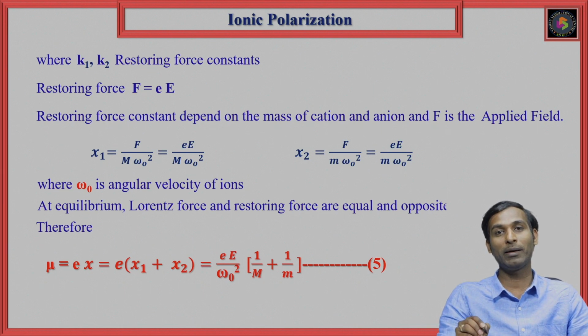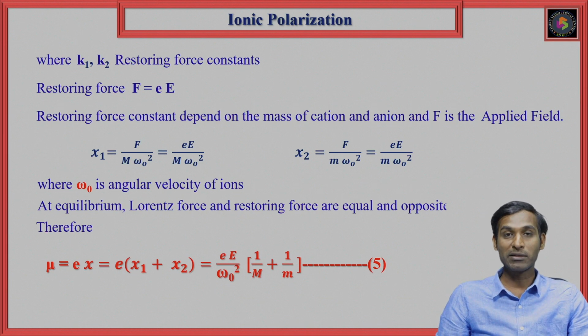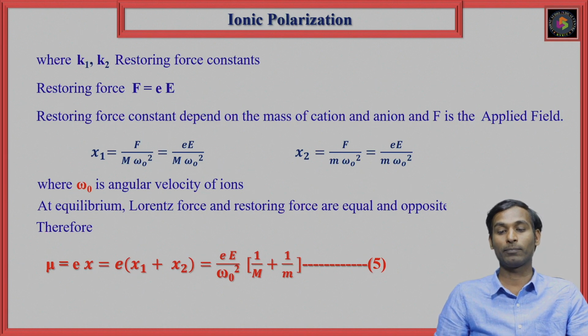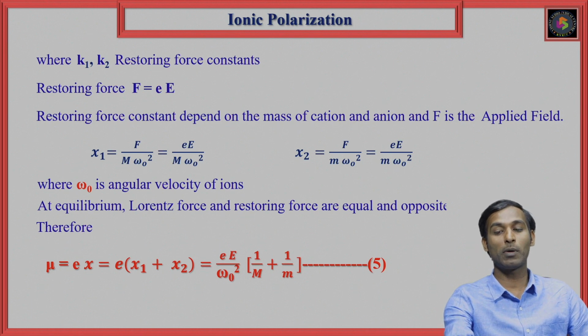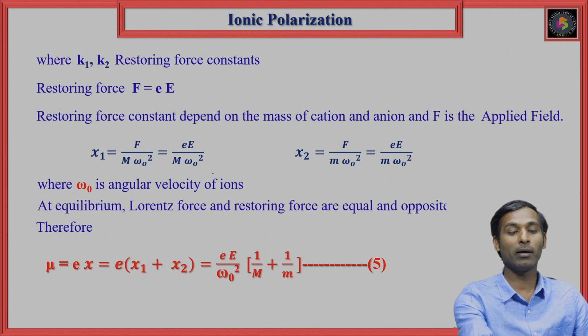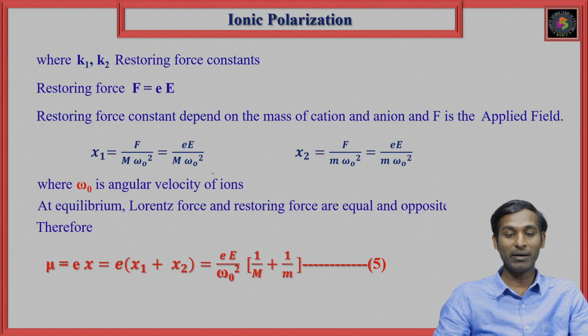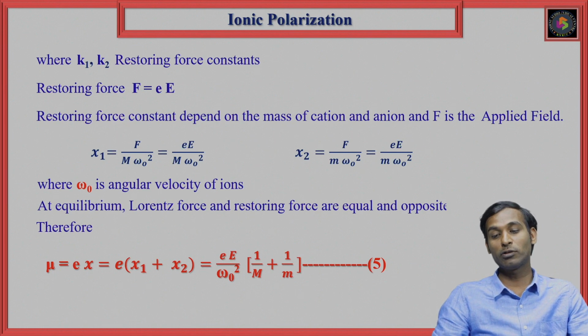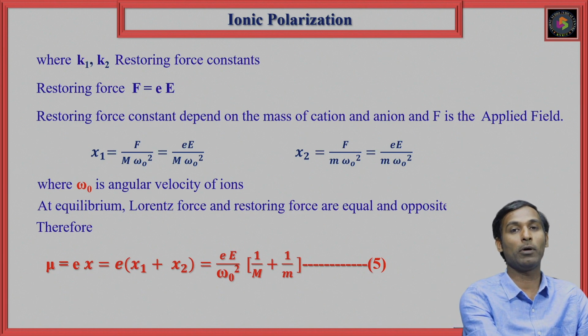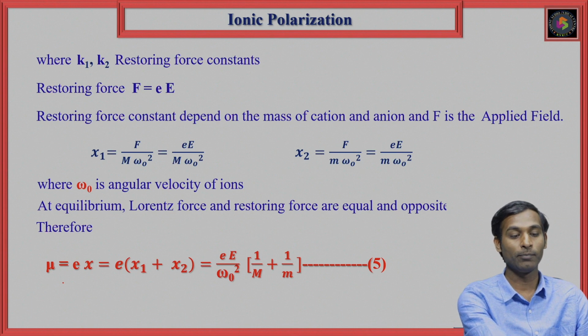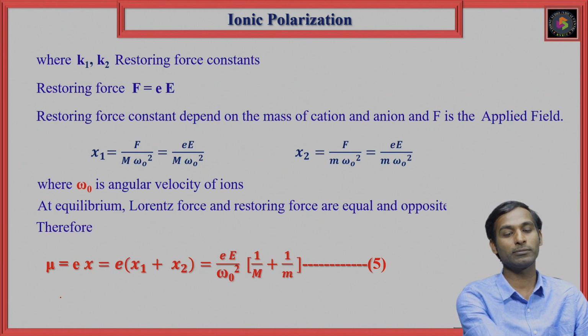That important parameter is called the natural angular velocity of the ion. Apply F is equal to small e into capital E. This is for x2, with small m omega naught square. x1 is equal to F by capital M omega naught square, right? According to the equilibrium condition, the Lorentz force and restoring force constants are equal and opposite. Therefore, the induced dipole moment can be defined as mu is equal to small e into x. What is our x? Total displacement, right? So x can be written as x1 plus x2.